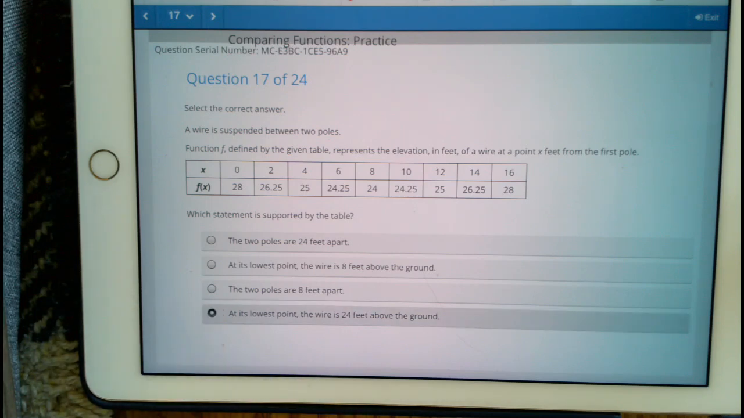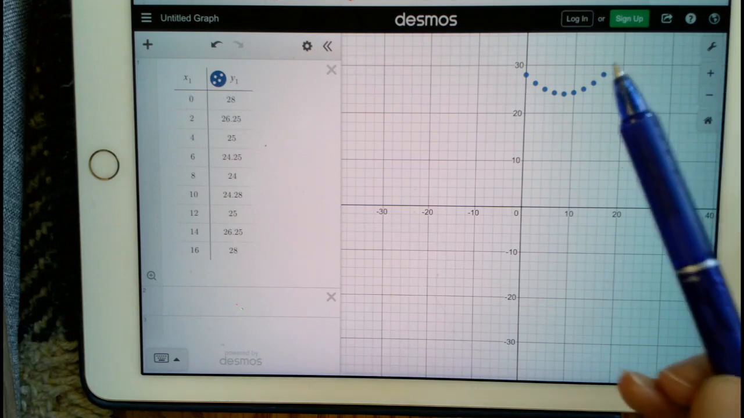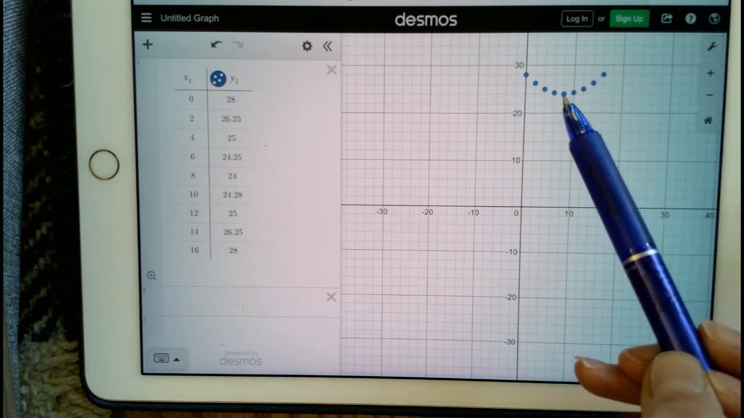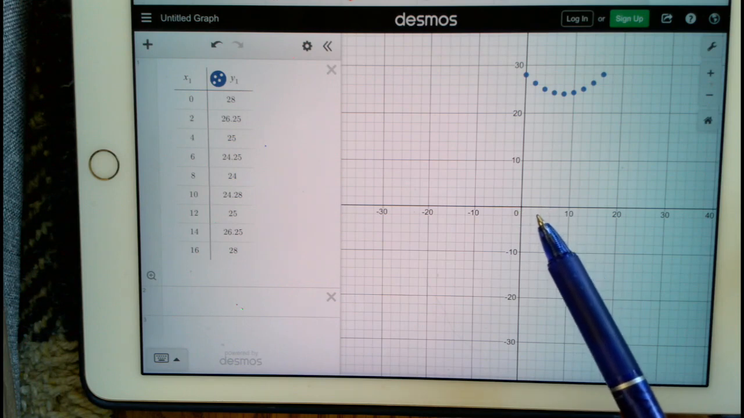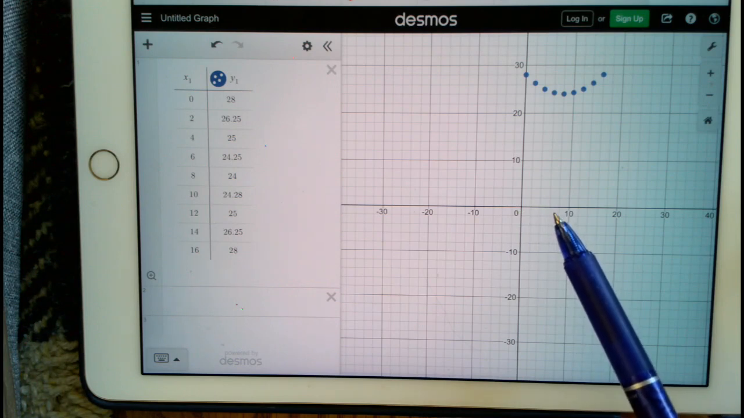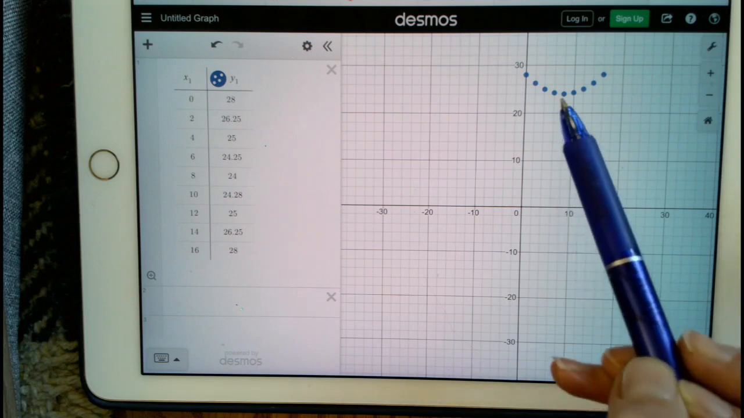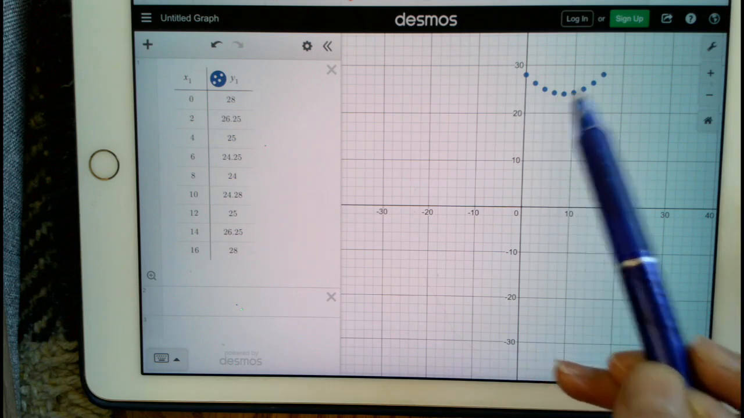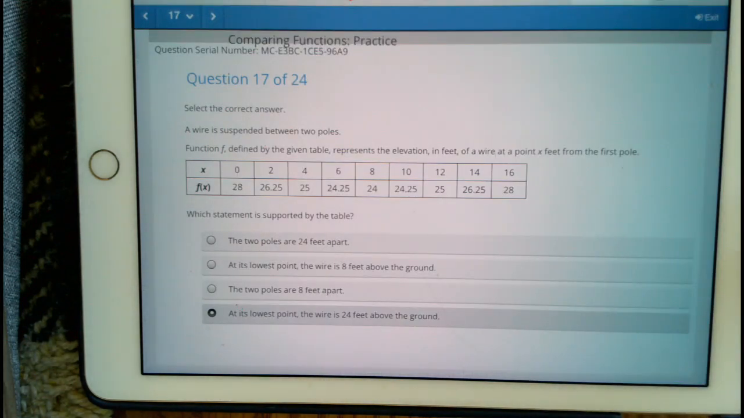At its lowest point, the wire is 24 feet above ground. Well, let's go to Desmos and look at that. Our lowest point is right here, and sure enough, it's 8 feet away, I believe, 2, 4, 6, maybe 6 feet away, somewhere in between there, 8 feet away. It's 8 feet away now that I look more carefully. And then 22, 24, it's 24 feet. Again, 24 feet above the ground.